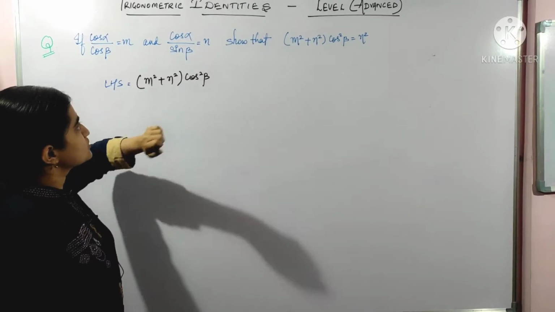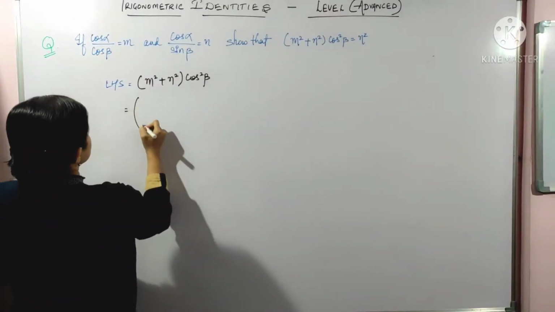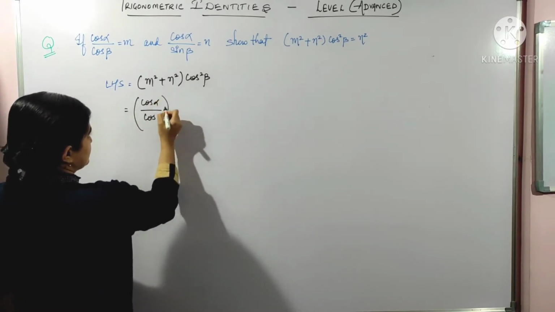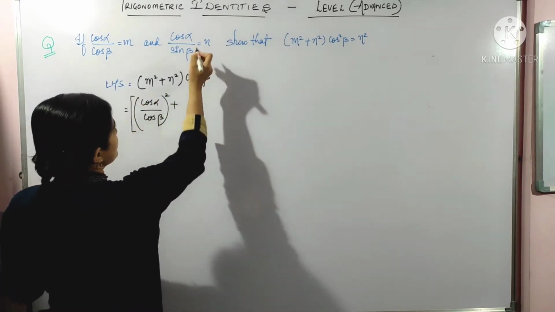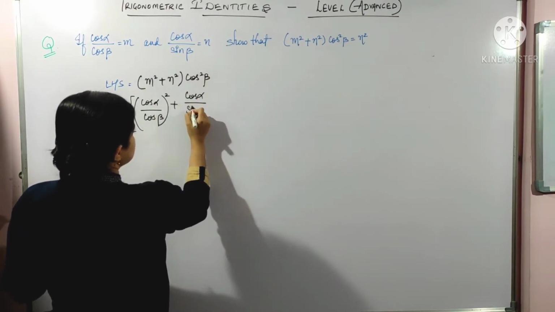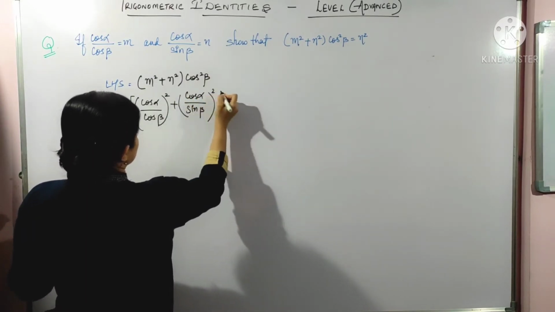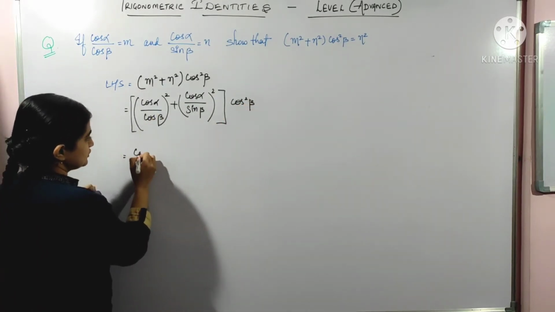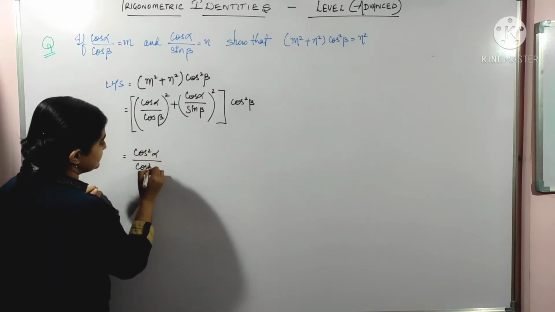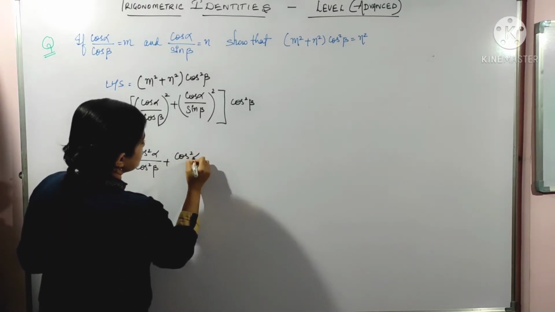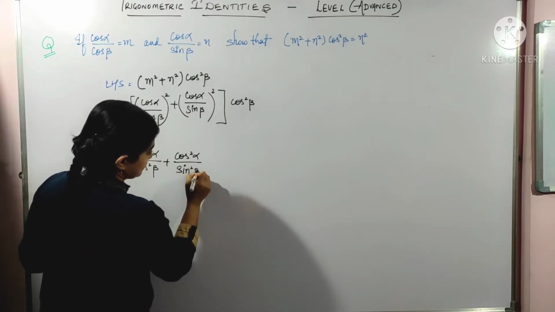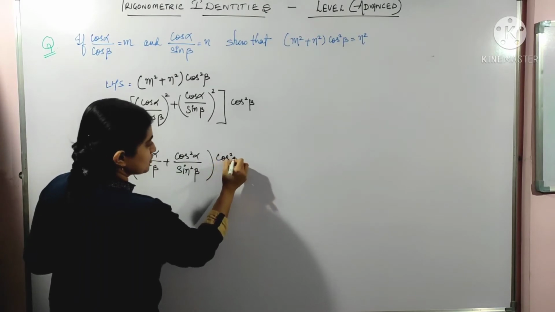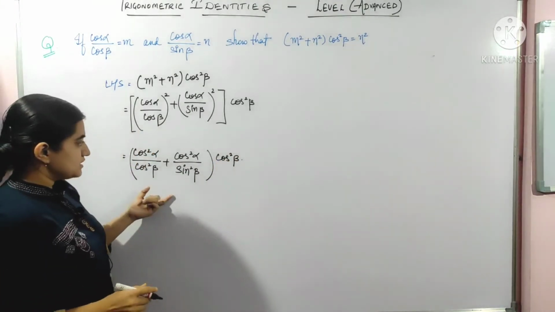M square plus n square, cos square beta. M value is cos alpha upon cos beta, whole square. Okay, plus n value is cos alpha upon sin beta, whole square. Okay, and here cos square beta. So what we will do: cos square alpha upon cos square beta plus cos square alpha upon sin square beta. Okay, we have done the squaring part, and outside we have cos square beta. Now we will simply solve it.